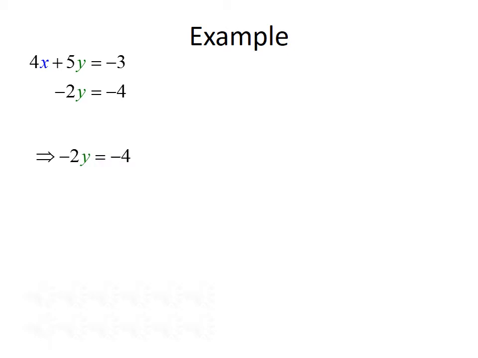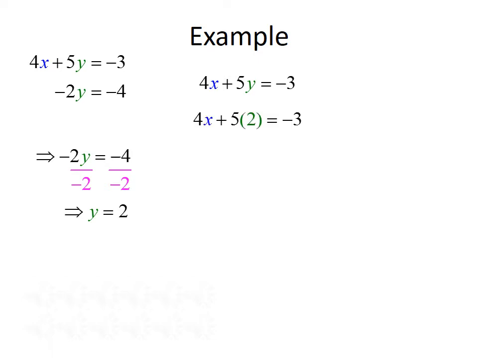So if negative 2y equals negative 4, we can divide both sides by negative 2 to give us that y equals 2. Now that we know what y is, we can plug it into our other equation. So we had 4x plus 5y equals negative 3. Now that we know that y is equal to 2, we can plug that in, giving us 4x plus 5 times 2 equals negative 3.